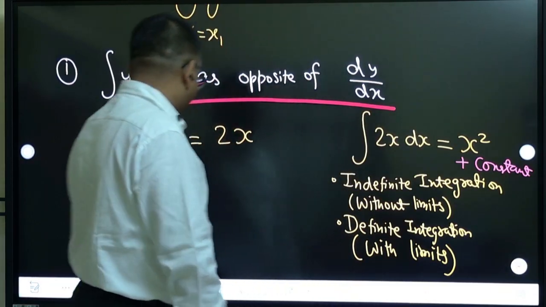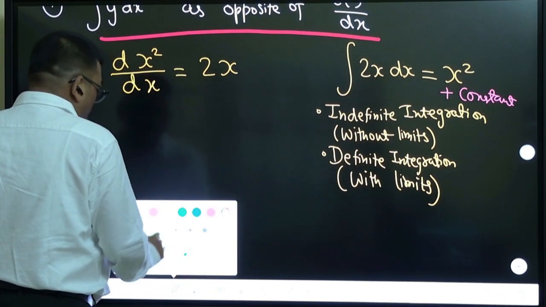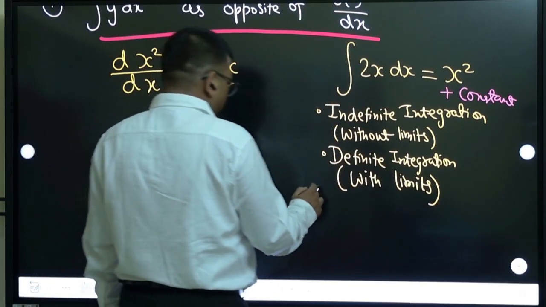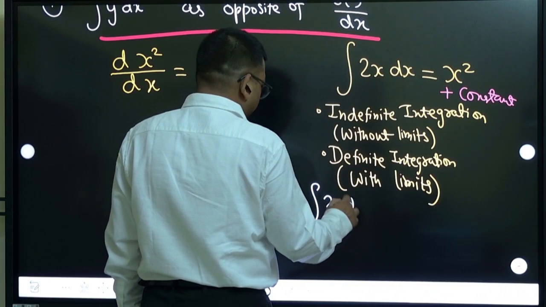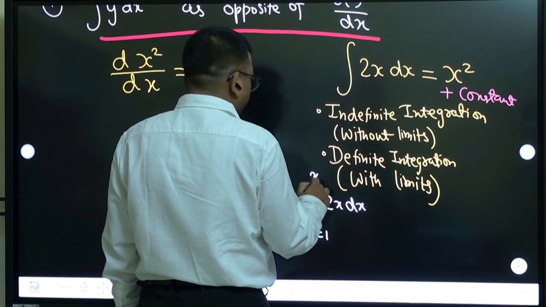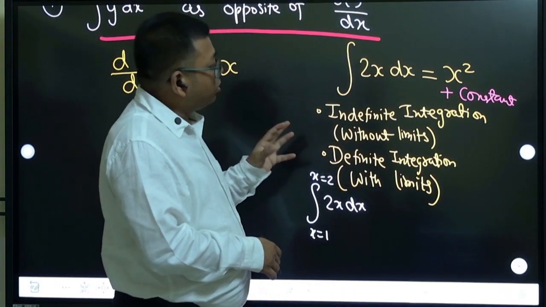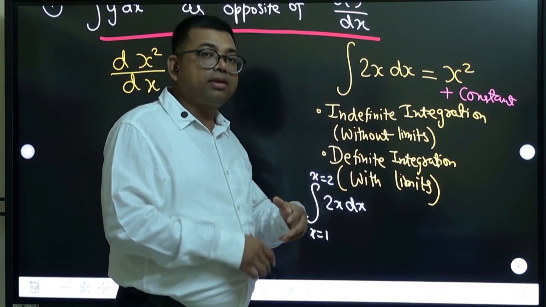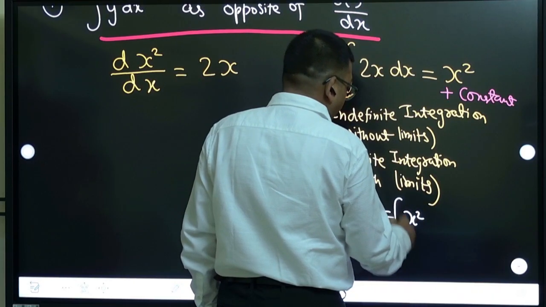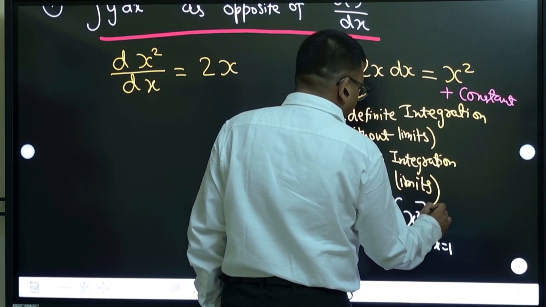Let us try to understand how to do the evaluation. Suppose for example you want to evaluate the integral of 2x dx between the limits x equal to 1 to x equal to 2. You need to use the same formula. The integration of 2x with respect to x will give x square, but we will write it in a square bracket with x equal to 1 and x equal to 2.